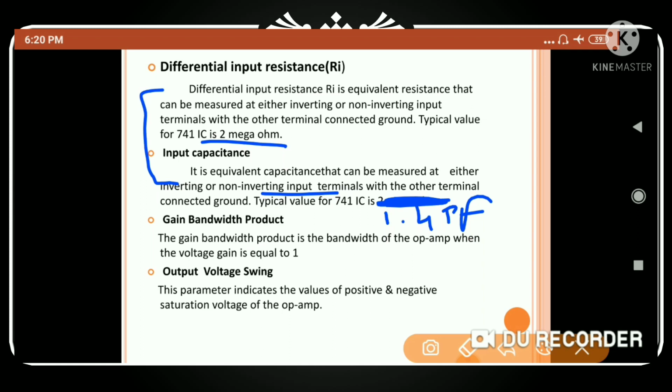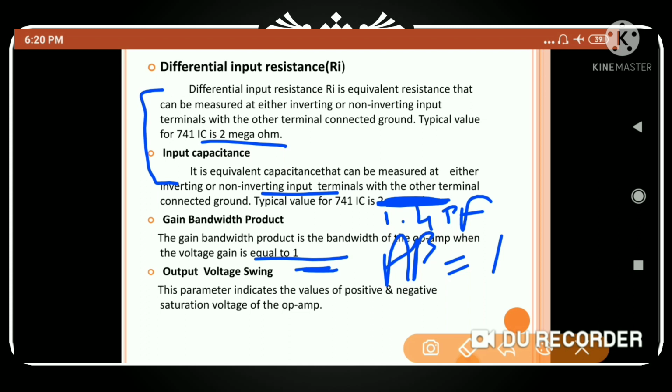Okay, next one, gain bandwidth product. The gain bandwidth product is the bandwidth of an op amp when the voltage gain is equal to 1. We will say in transistor that is A beta is equal to 1. Like that here, the gain bandwidth product is the bandwidth of an op amp when the voltage gain is how much? It is equal to 1. Then you will get the gain bandwidth product.